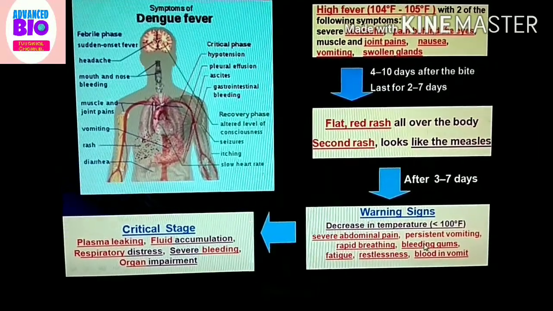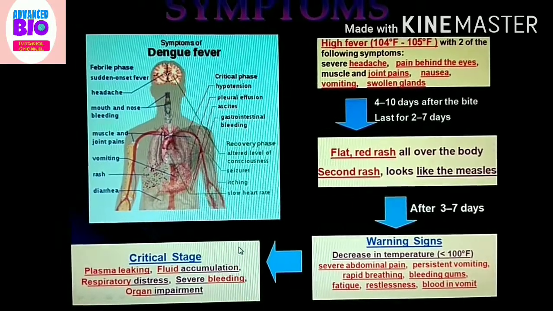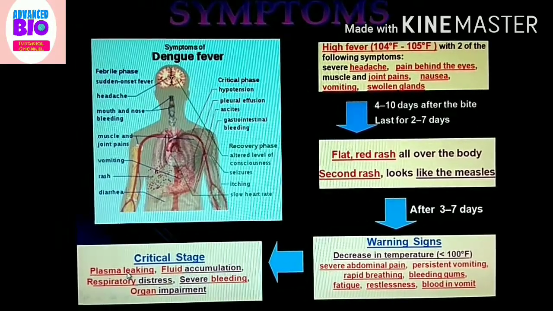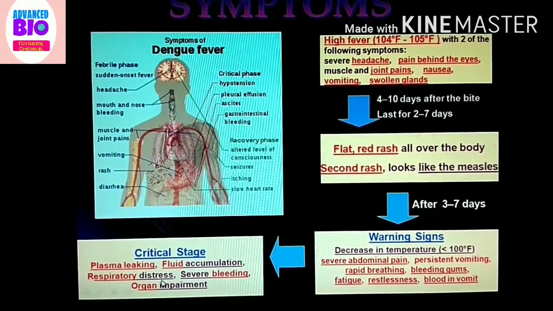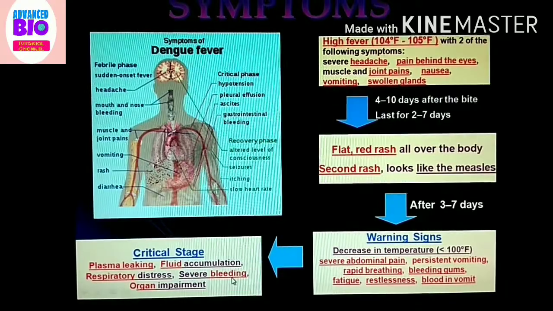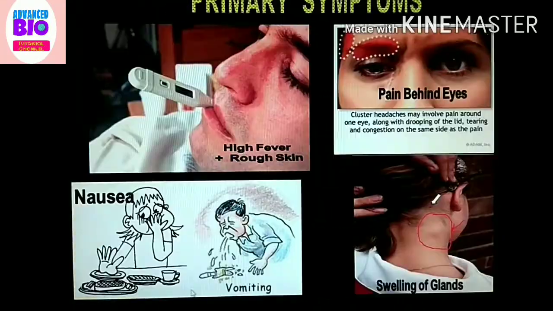Okay. And then the patient will go to the critical stage. See the symptoms: plasma leaking, fluid accumulation, respiratory distress, severe bleeding, organ impairment. I'll discuss later.